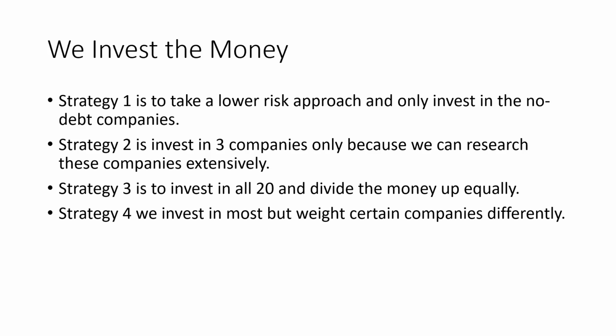So we invest the money. We've got 4 strategies that I'm going to try to test here. Strategy 1 is to take a lower risk approach and only invest in the no debt companies. Strategy 2 is to invest in 3 companies only, because we can research these companies extensively. Strategy 3 is to invest in all 20 and divide the money up equally. We just say, screw it, I'm going to put $1,000 in each. And strategy 4, we invest in all 20, but we're going to weight some of the companies a little bit differently.